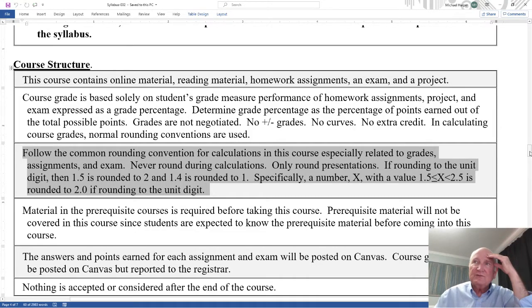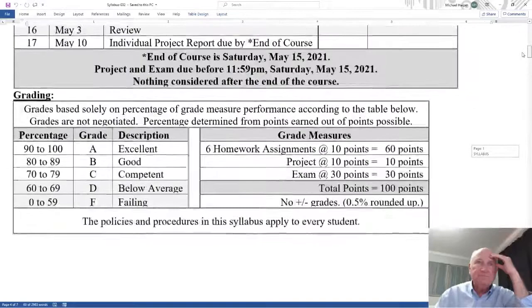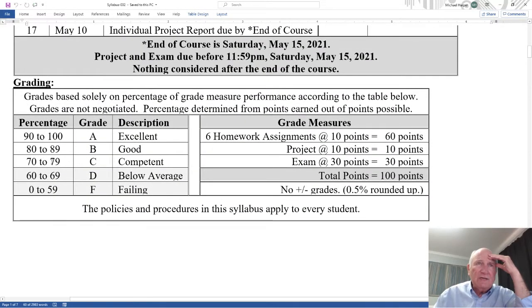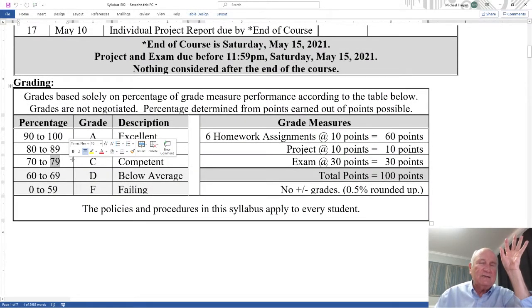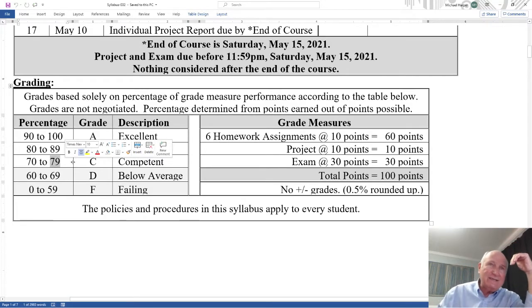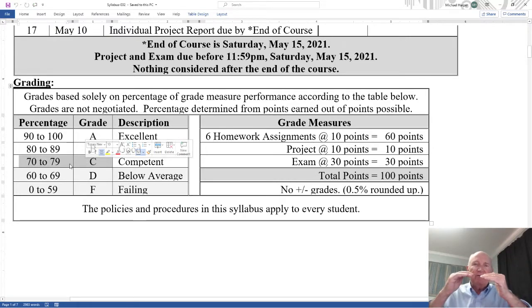Well, let's look at the grades for a second. Let's back up here to the grades. If you get a 79.5%, 0.5 I round up to 1. So 79.5 I round up to 80, that's a B. If you get 79.4%, I round down to 79%, which is a C. So 0.5 or more I round up, less than 0.49 I round down. And that's what I'm saying down here on rounding.